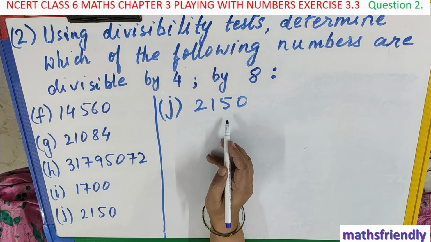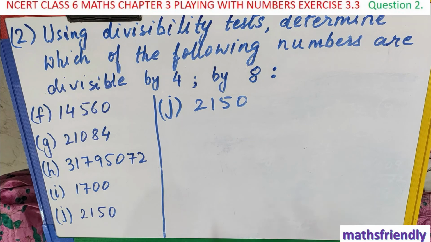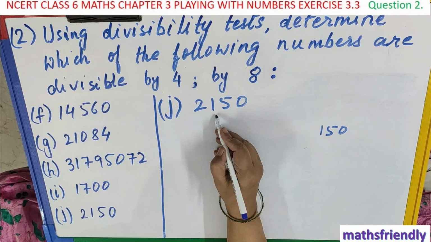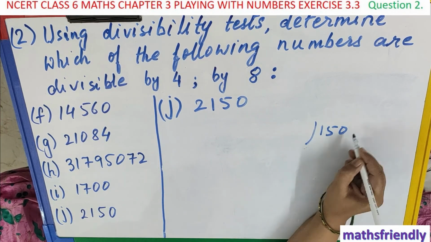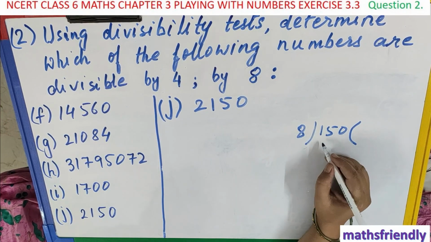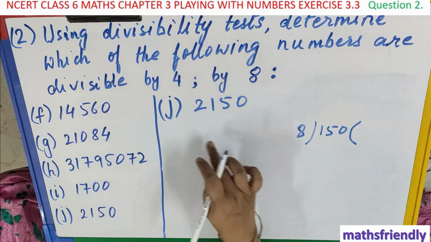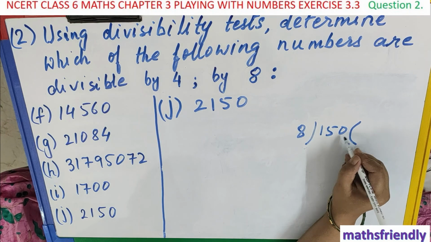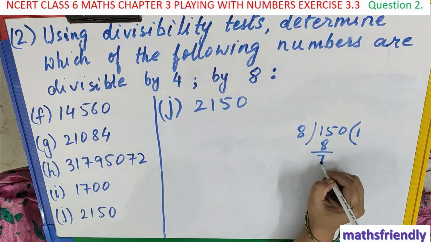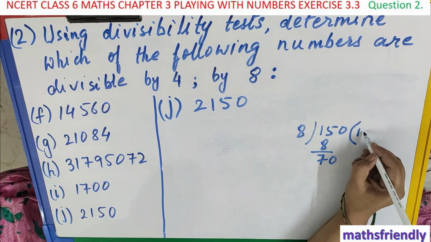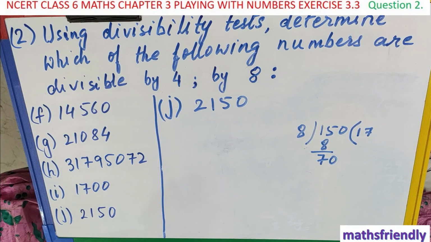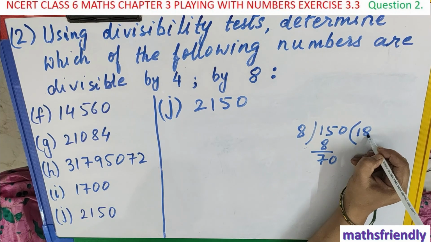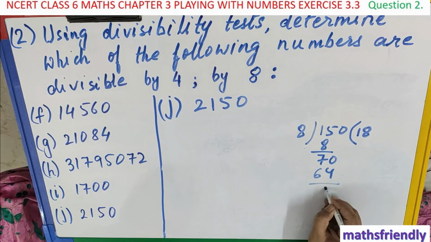Now let us check whether this number is divisible by 8 or not. For this we have to check the last 3 digits, whether 150 is divisible by 8 or not. If 150 is divisible by 8, it means the whole number is also divisible by 8. So 8 1s are 8, 7 remainder, 0 comes down, 8 8s are 64. Okay, 6 is the remainder.